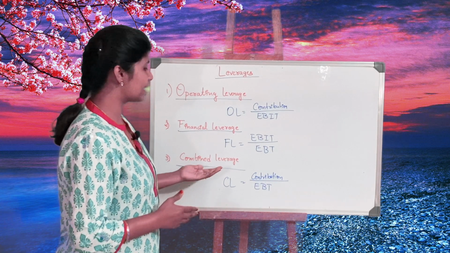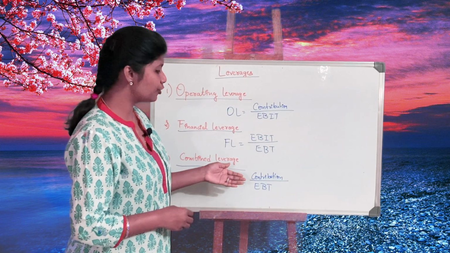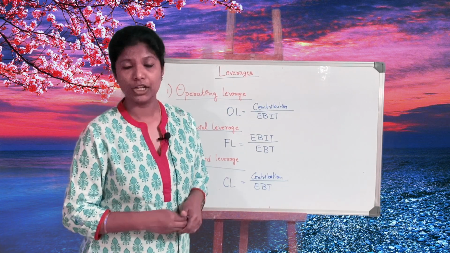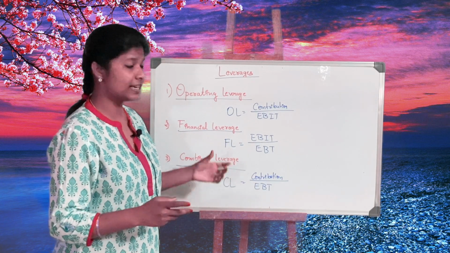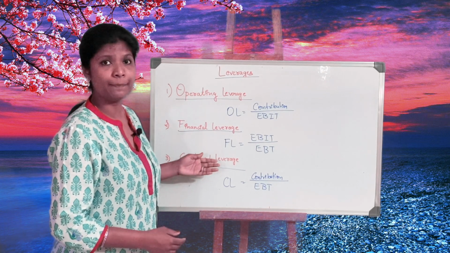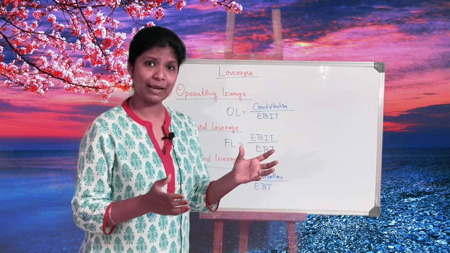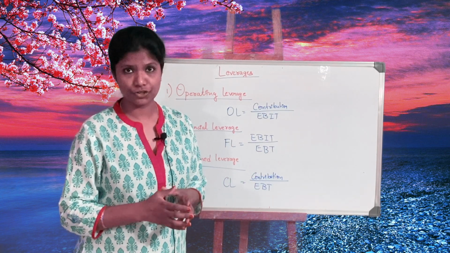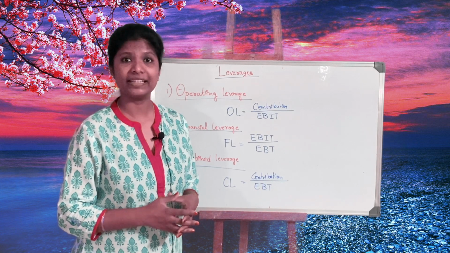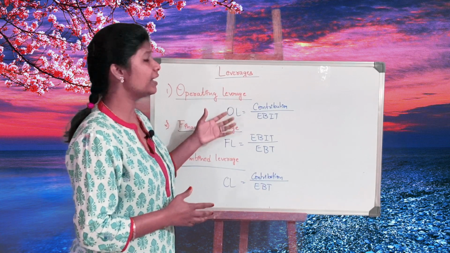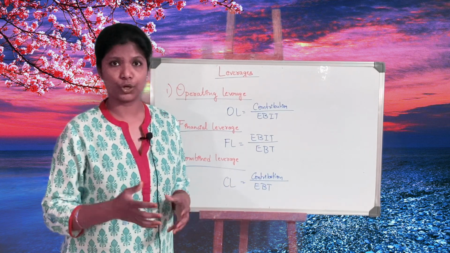The last one is combined leverage. The formula is CL equals contribution divided by EBT. Since it's called combined, I'm going to combine both risks, my business risk along with my financial risk, and call it contribution divided by EBT. So these are the three different leverages asked in your Section B format in the question paper: operating leverage, financial leverage and combined leverage.